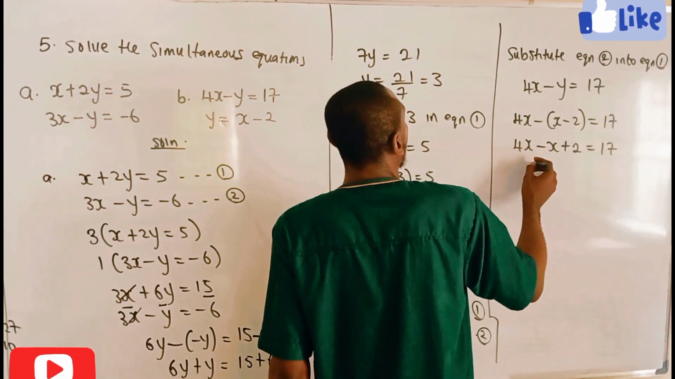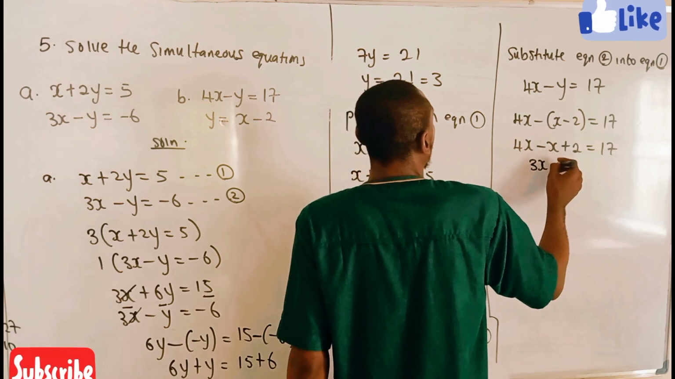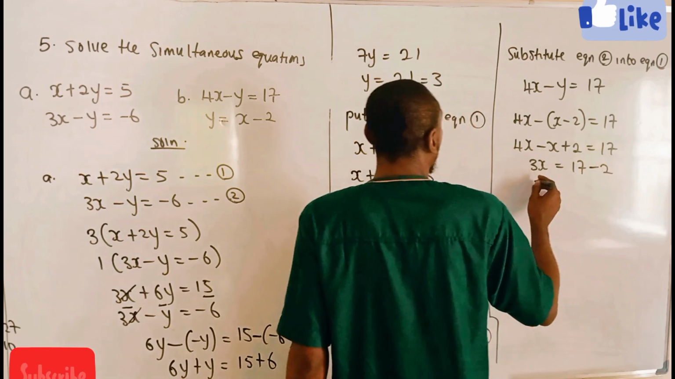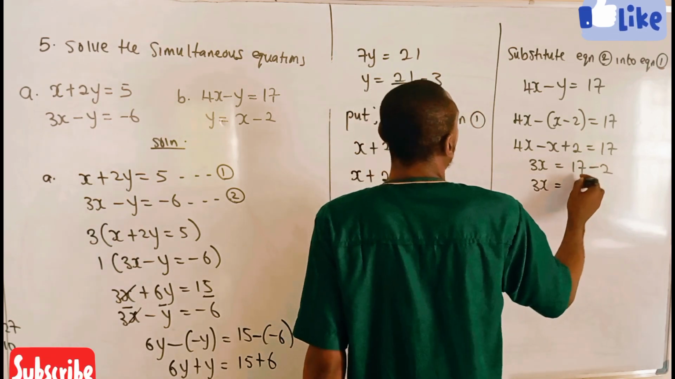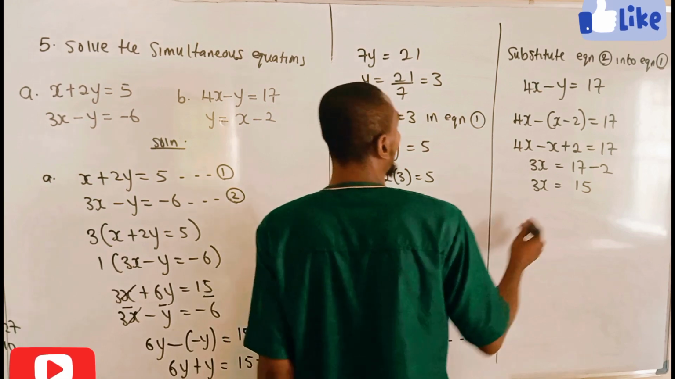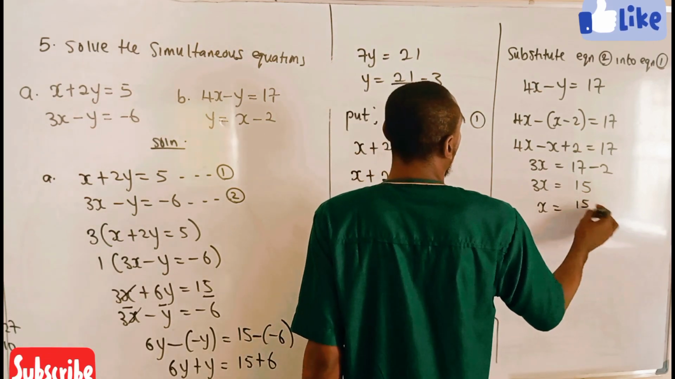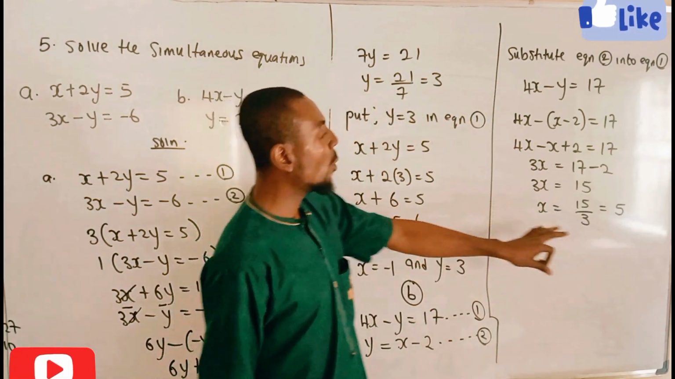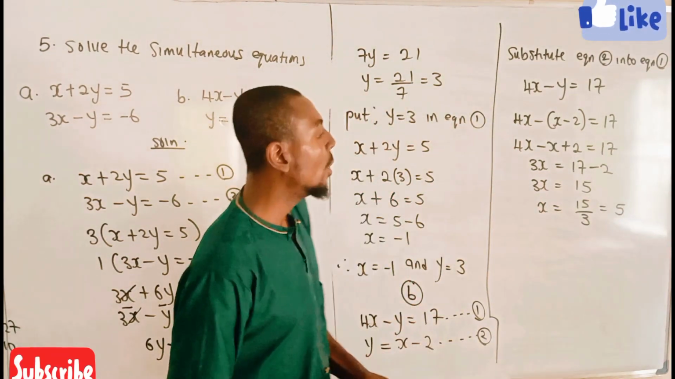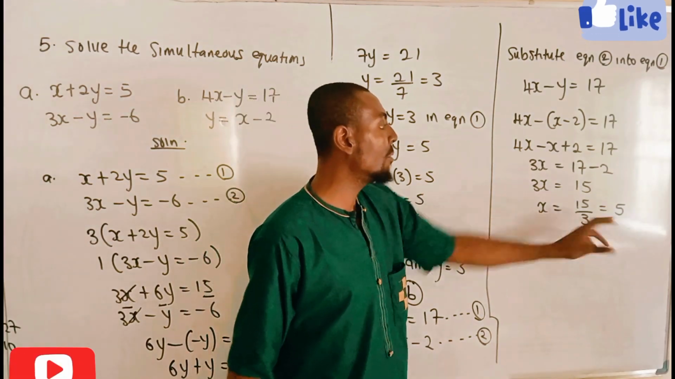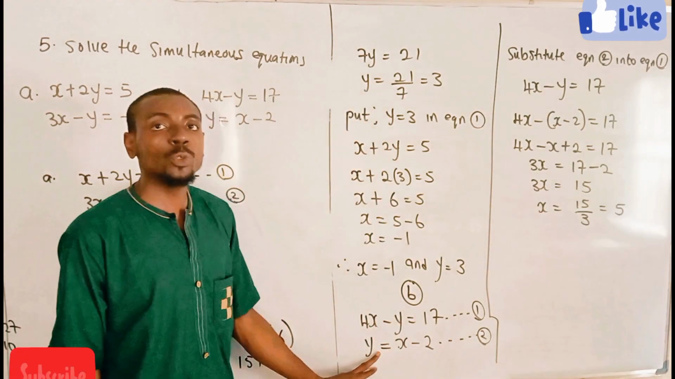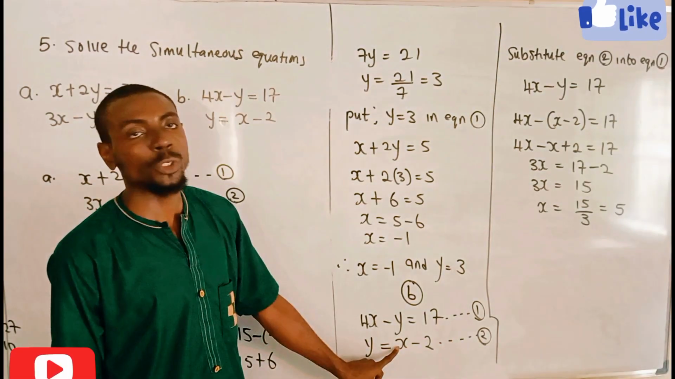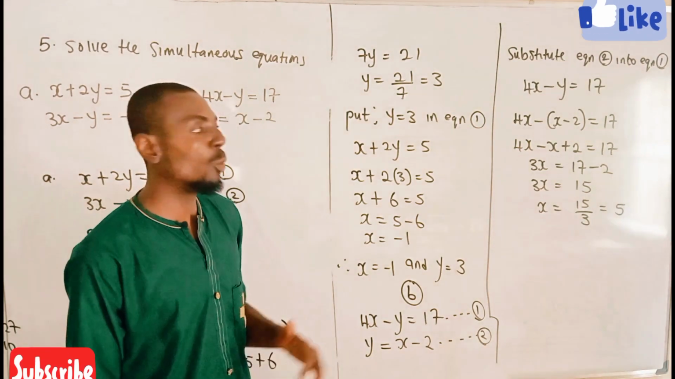4x minus x is 3x. 3x plus 2 equal to 17, then plus 2, crossing to this side, is minus 2. So we have 3x equal to 17 minus 2, which gives us 15. And of course, x is equal to 15 divided by 3, which is equal to 5. So our x is equal to 5, and how do we find y? We are going to substitute x equal to 5 in equation 2, because equation 2 is already y equal to x minus 2. So it will be easy for us to use equation 2 to find the value of what?